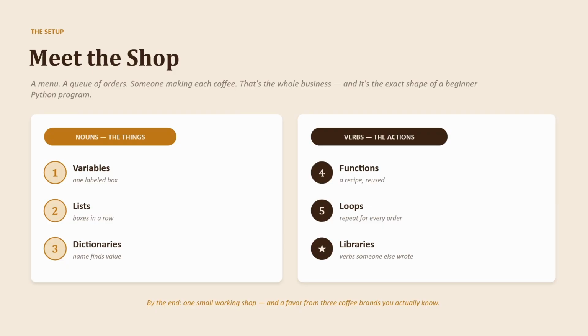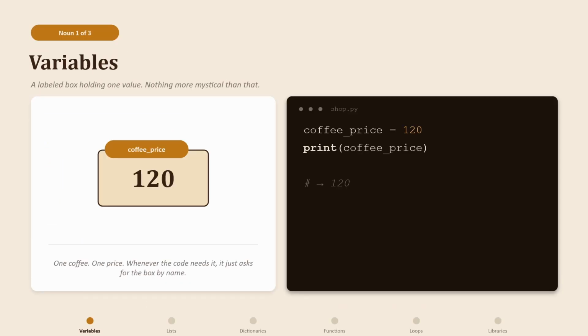Let us dive into variables. This is a noun we are discussing. Out of 3, this is the first noun. You see, you have a coffee price. This is 120 rupees. It is a labeled box holding one value, nothing more mystical than that. On the right side, I have shown coffee price is equal to 120.